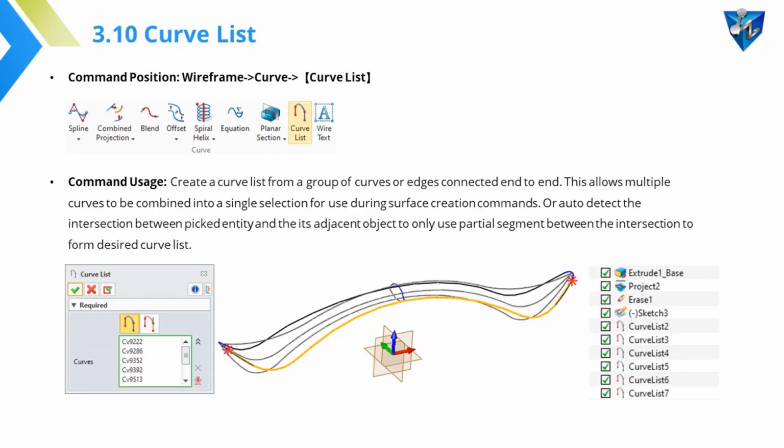The last curve function in Wireframe module that I will introduce is curve list. This function can create a curve list from a group of curves or edges connected end to end. This allows multiple curves to be combined into a single selection for use during surface creation commands. Or auto-detect the intersection between picked entity and its adjacent object to only use partial segment between the intersection to form desired curve list, so that users can freely create various shapes out of different curve list from same entities.